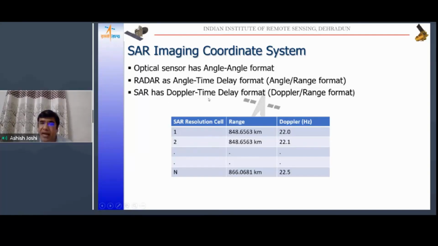But in the case of SAR, we have the time delay concept and the Doppler concept in the azimuth direction. So every pixel has one range and one Doppler value. From those two points, we can focus any target, because every target has a unique range and unique Doppler, and we can differentiate each target by its different range and different Doppler based on the SAR processing technique.